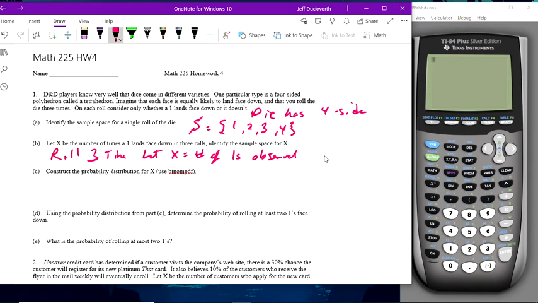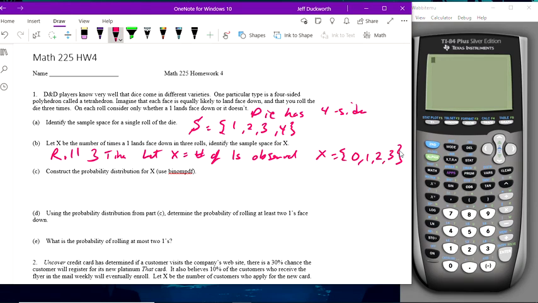There's no other things. You can't get 7. You can't get pi. You can't get -4. So the only values for the sample space for x. Now, instead of doing this, let's just write x because we're going to refer to it as x. These are the only possibilities you can have.